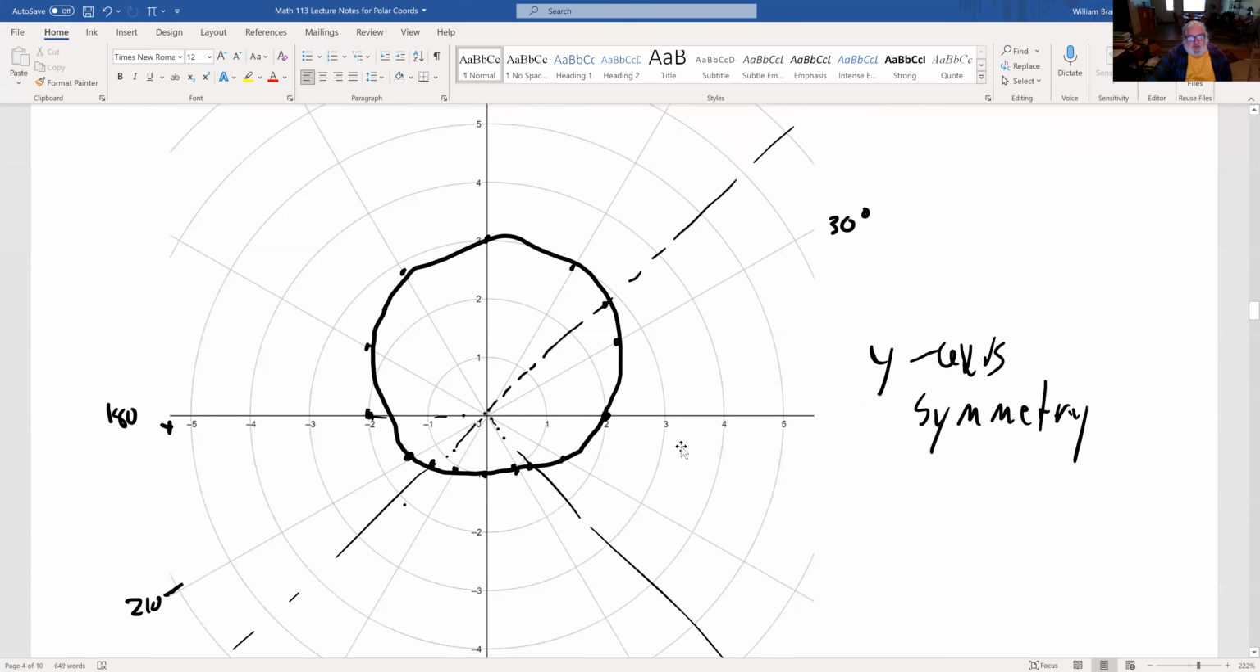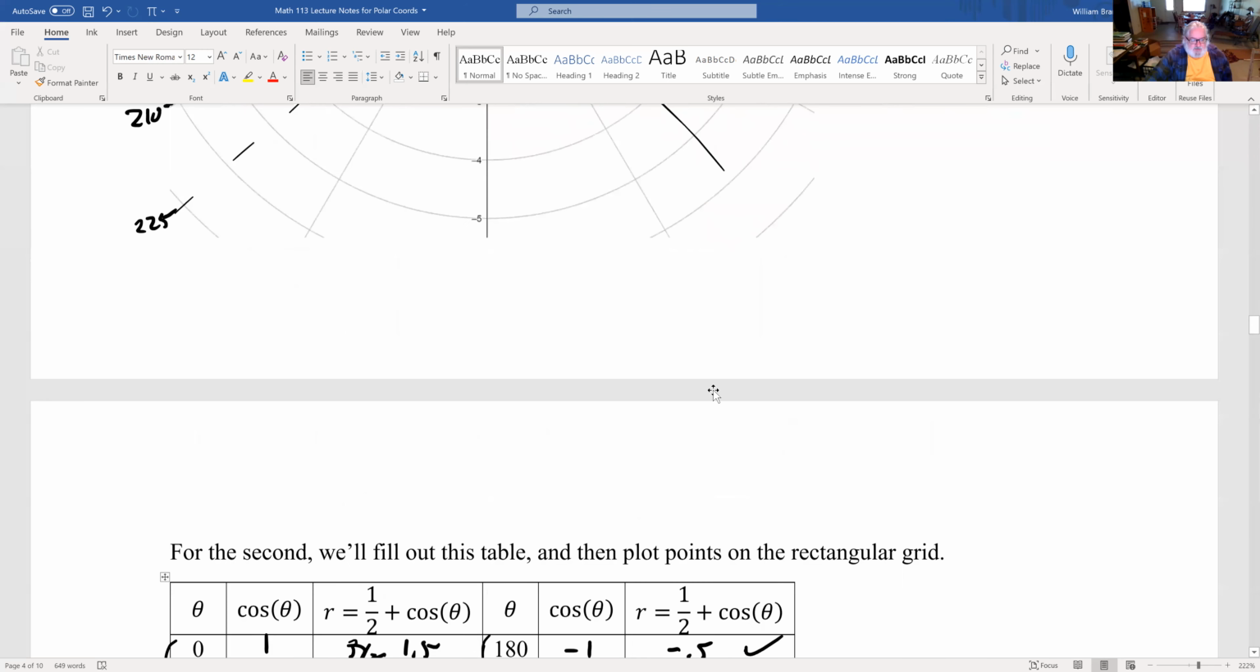But our test didn't pick that up. So the test can pick up symmetries, and if it does, then you've got that symmetry. If it doesn't, then you don't know. You just have to graph it and see what you get.